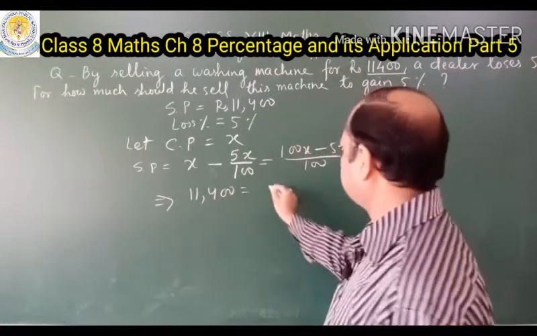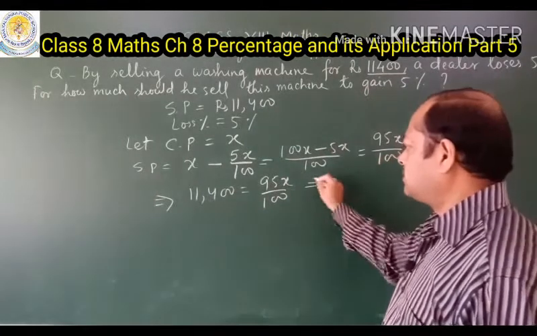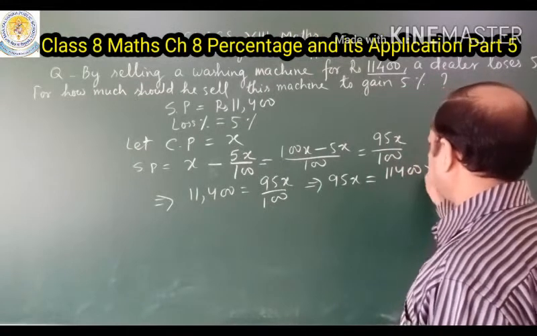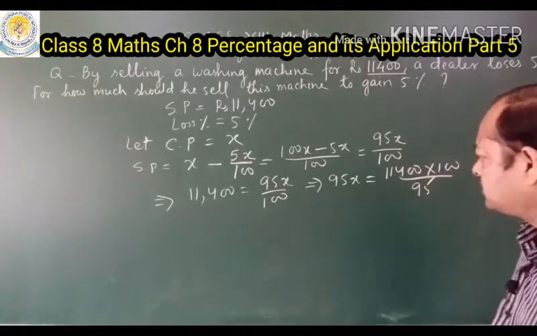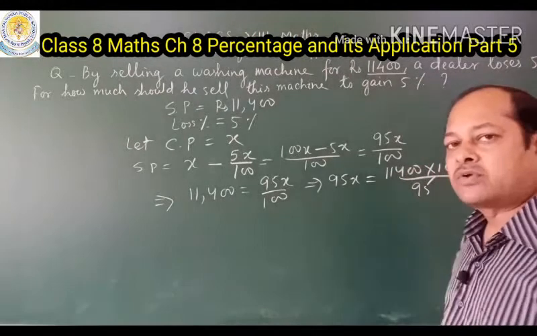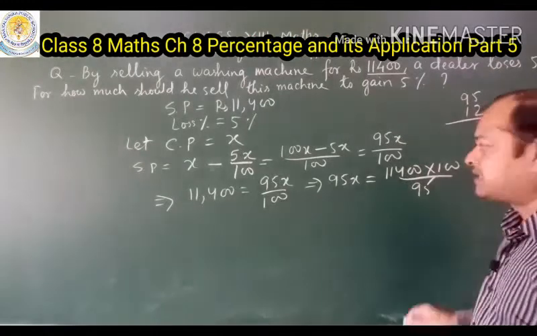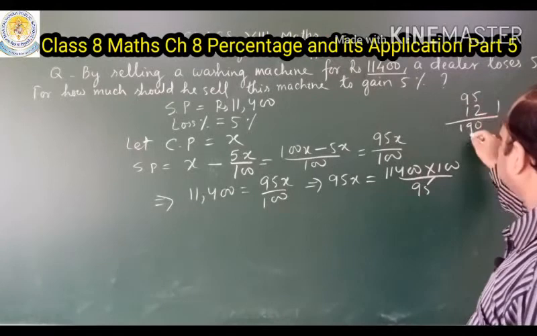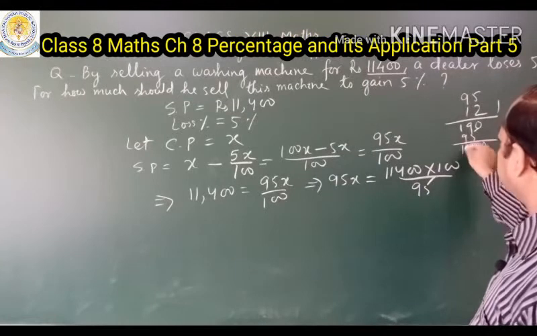11,400 equal to 95x upon 100, or 95x equal to 11,400 into 100, so x equals 11,400 into 100 upon 95. Let's simplify it. In the 95 table, what will it multiply by so that you get 11,400? If you multiply 95 with 12, how much do you get? 5 twos are 10, 0 carry 1; 9 twos are 18, plus 1 is 19. That gives 1140.